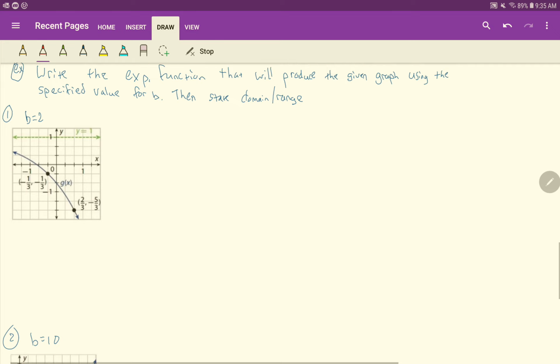All right, next thing we're going to do is write the exponential function. Okay, I know I'm running a little bit late here, but again, this is pretty quick, I think. So we'll just get through this real quick.